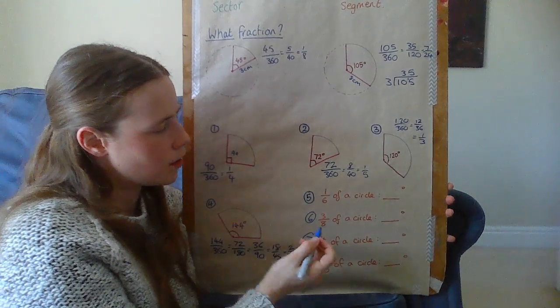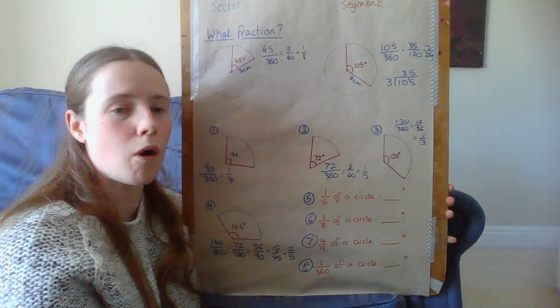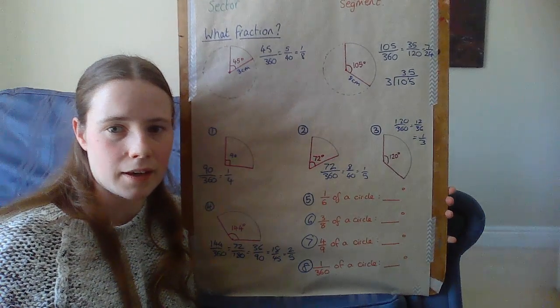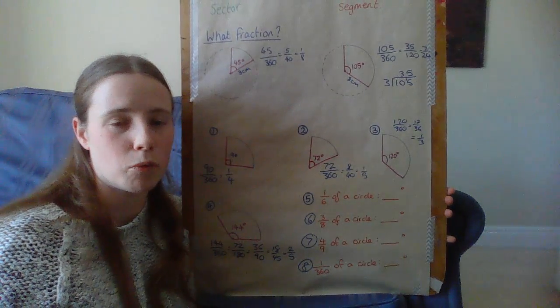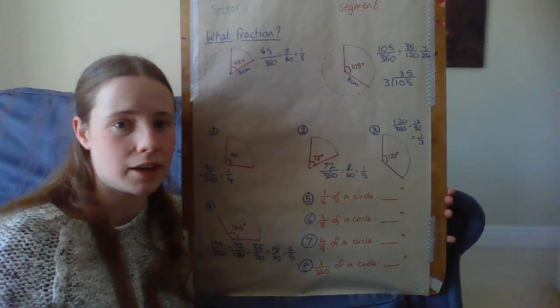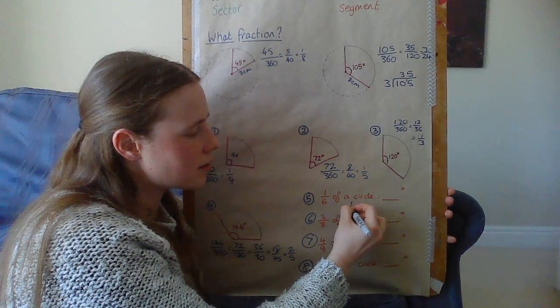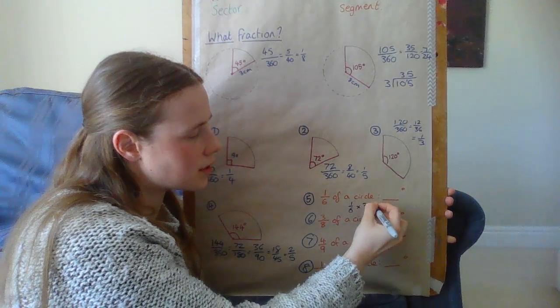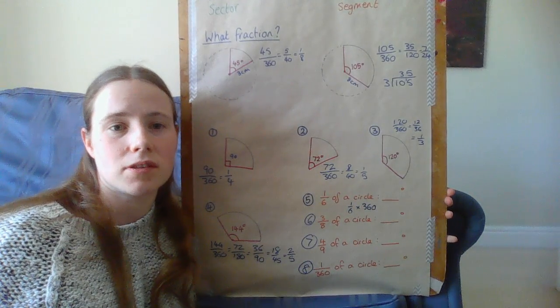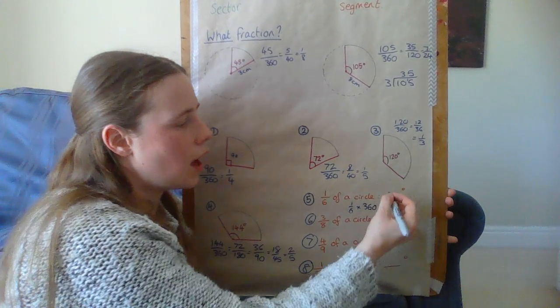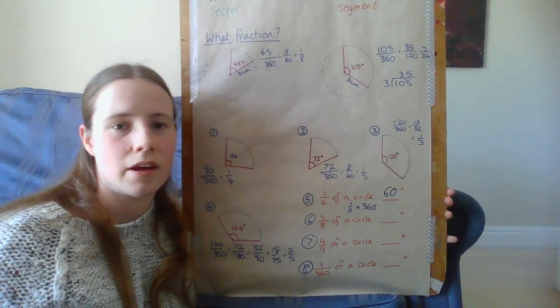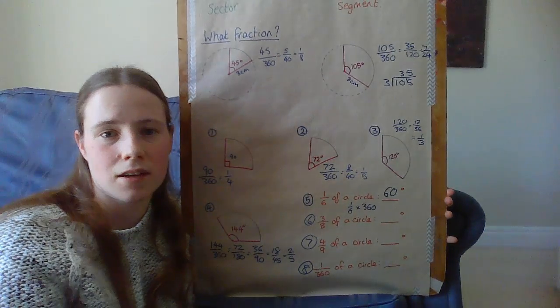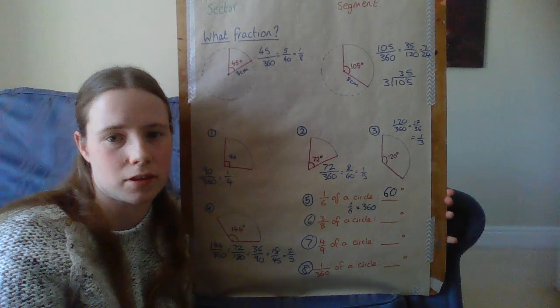Right, next up, we're going to find these fractions of a full turn. Okay, so 1/6 of a full turn, 1/6 of 360 degrees is going to be 1/6 times 360, or in other words, 360 divided by 6. And the answer to that is 60 degrees. So if you have a 60-degree sector, you know you've got 1/6 of a circle.